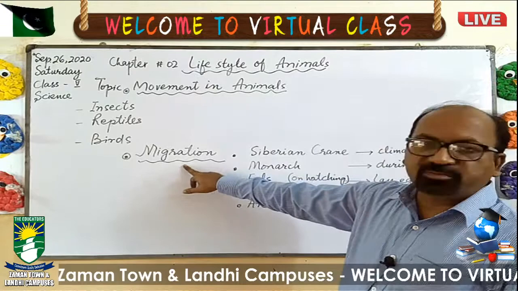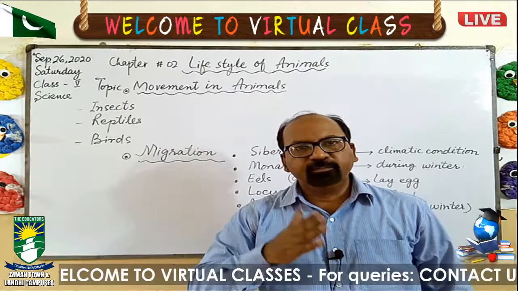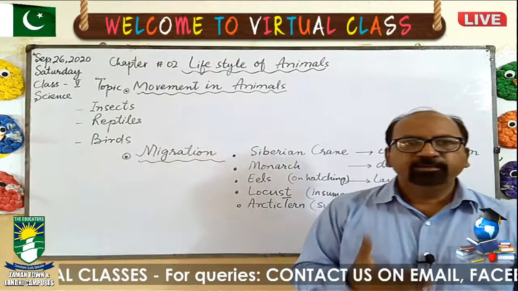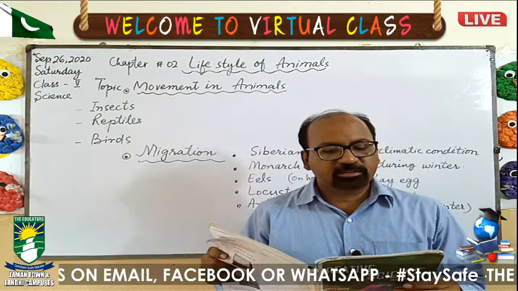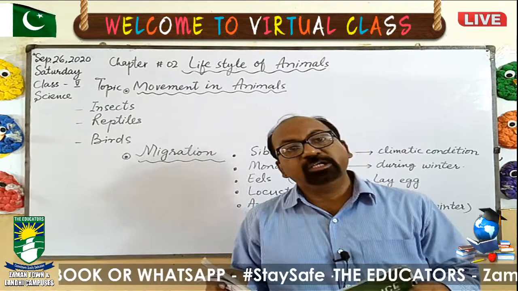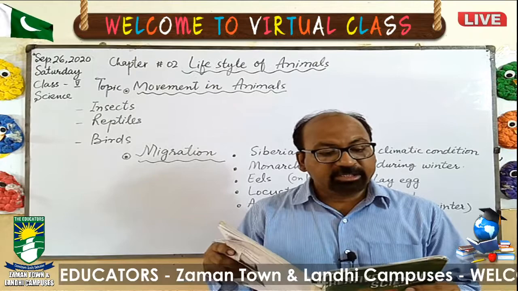Migration means to move for a short time period or for a long time period, from one place to another. This is called migration. Let's open your books at page number 20. The seasonal movement of animals over large distances means they can cover a large distance, even thousands of miles, in migration. Due to the shortage of food, unfavorable climatic conditions, or to breed is called migration. Means the seasonal movement.